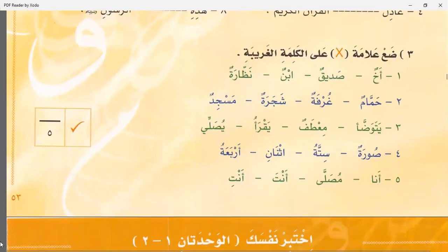Okay, someone is asking me about the page number. This is page number 53 on the book. Page number 53. So if any lady has any question regarding this page or any other question, she can ask me now.